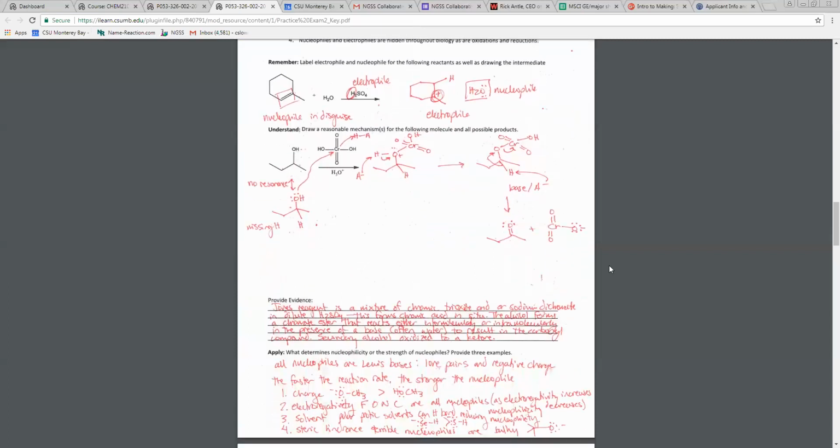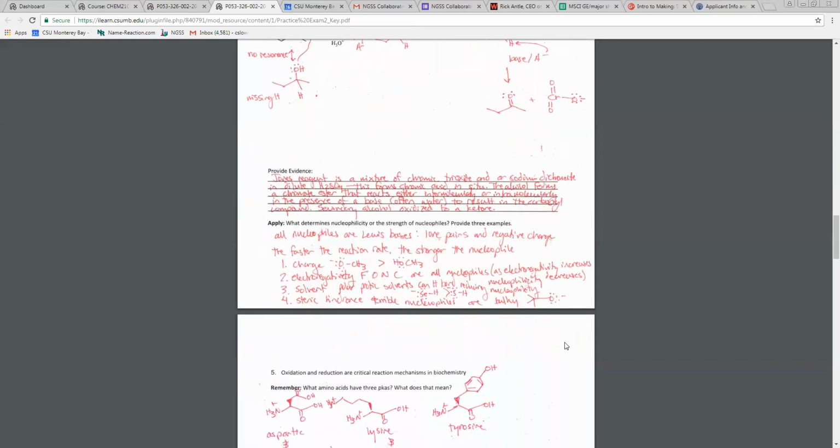To draw a reasonable mechanism for the following molecule, this is an oxidation reaction, so the oxygen attacks the chromic acid. We have a base which takes the proton, transferring the electrons to the oxygen, and then we have another base that deprotonates, and the electrons from that bond form the double bond, kicking out our leaving group. And this is what we would call a Jones oxidation.